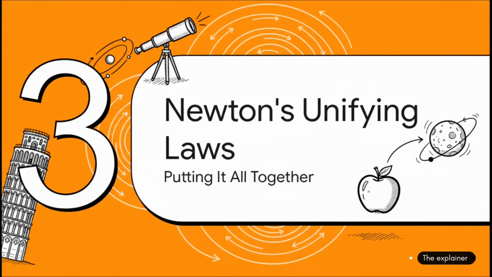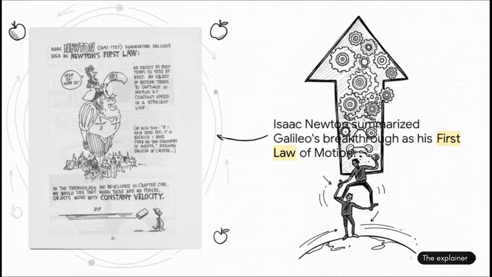So Galileo laid all this incredible groundwork. But it was another giant of science, a guy named Isaac Newton, who took these amazing ideas and built them into 3 simple, unbelievably powerful laws that could explain everything from that falling apple to the orbit of the moon. Newton famously said, "If I have seen farther, it is by standing on the shoulders of giants," and the giant he was talking about was Galileo. He took Galileo's core insight about how things move and formalized it, making it his very first law of motion.